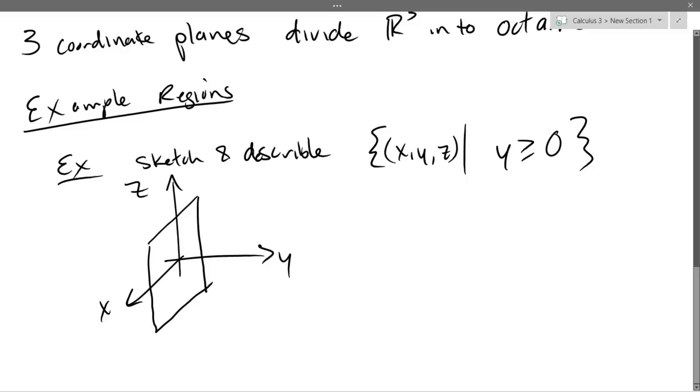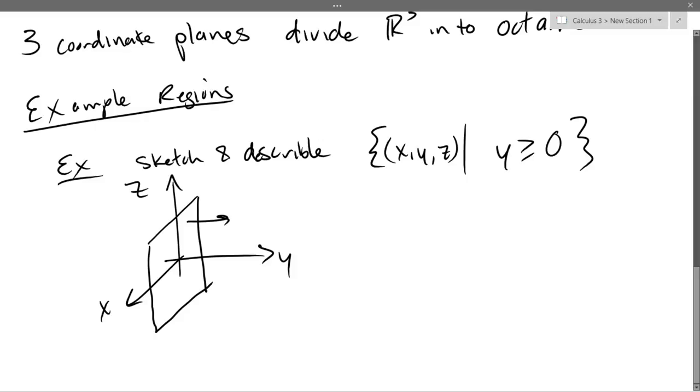So there's our y equals 0 plane. And how would you describe the part we want to use? The left half. Sure it's the left half? Greater than, the right half. The right half. So the plane and everything to the right of the plane. Does that make sense? Yep. So you've got the plane itself plus everything on the right.